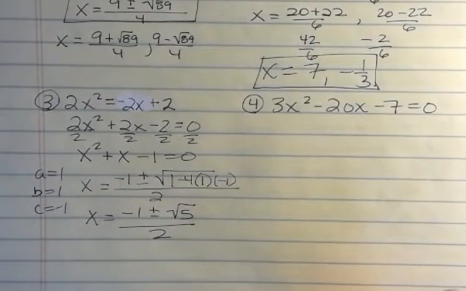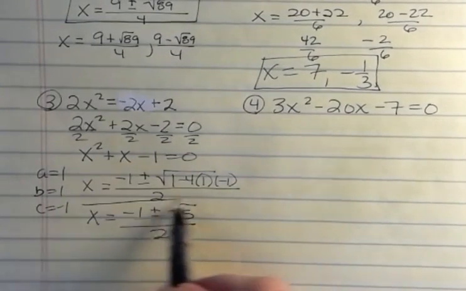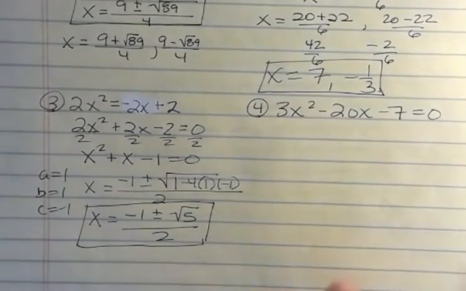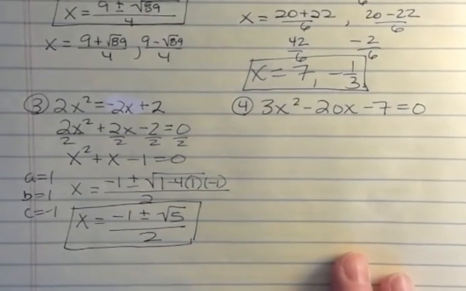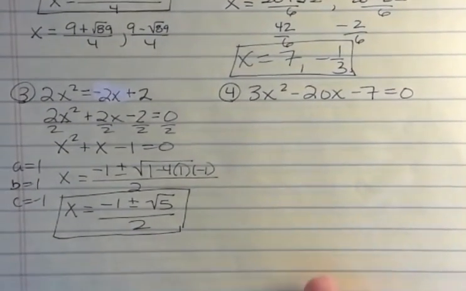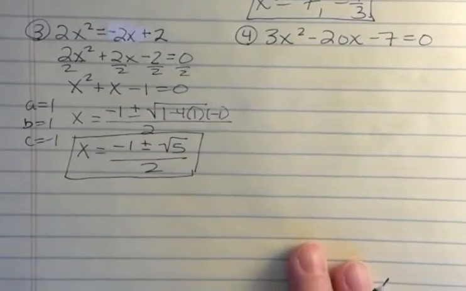I know square root of 5 can't be simplified. I'm not even going to write that out in 2 separate pieces. I'm just going to stop there. What if I had done the other numbers? Would I get the same answer?